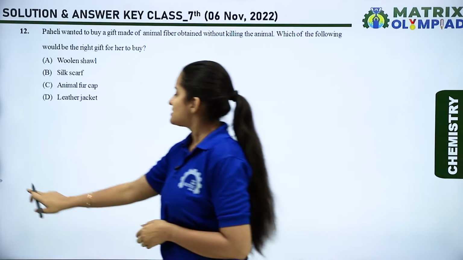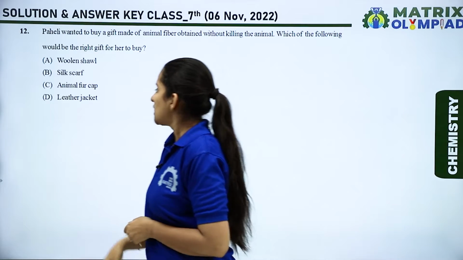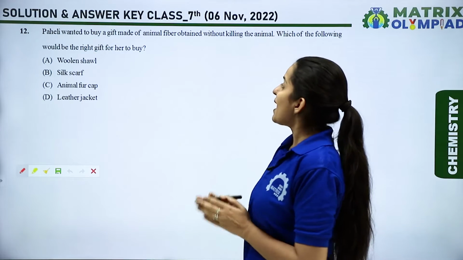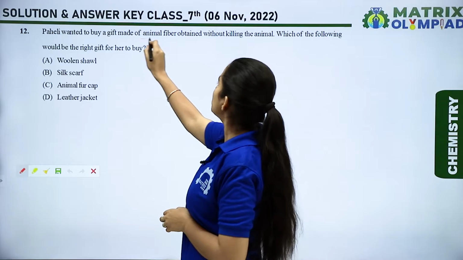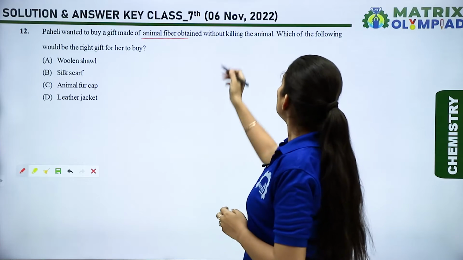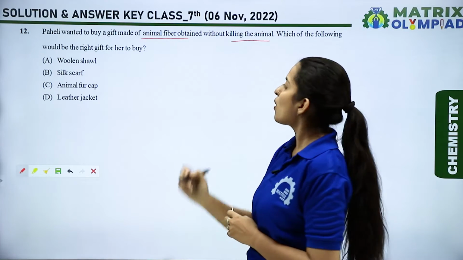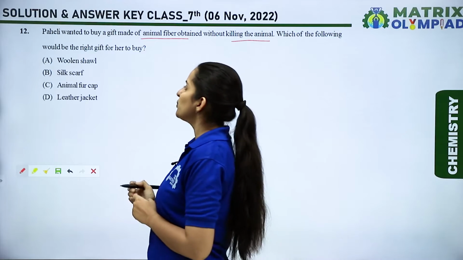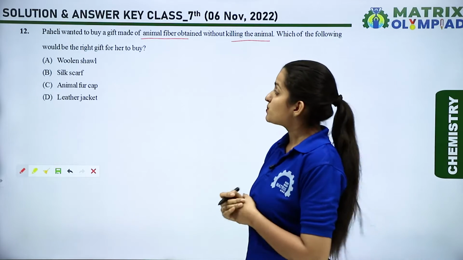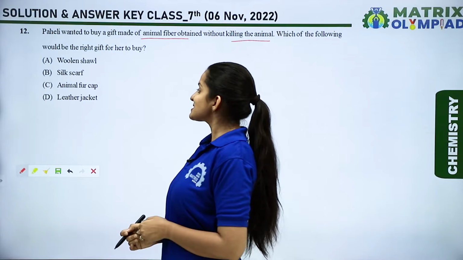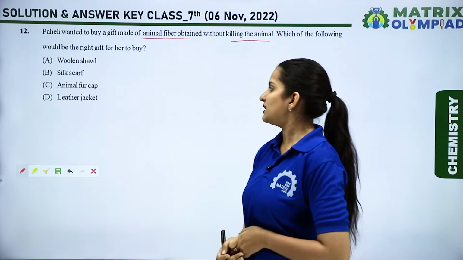Next question is, Paheli wanted to buy a gift made of animal fiber obtained without killing the animal. Which of the following would be the right gift for her to buy? The options are woolen shawl, silk scarf, animal fur cap and leather jacket.